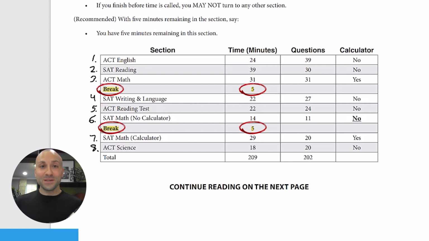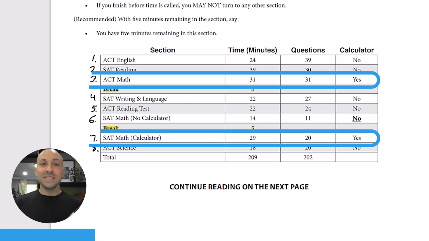For the 2 5-minute breaks, notice the first 5-minute break occurs after completing the first 3 sections, the second 5-minute break occurs after completing the next 3 sections, and then you finish out sections 7 and 8, and then you're done for the day. On 2 of these 8 sections, you're permitted to use your graphing calculator.